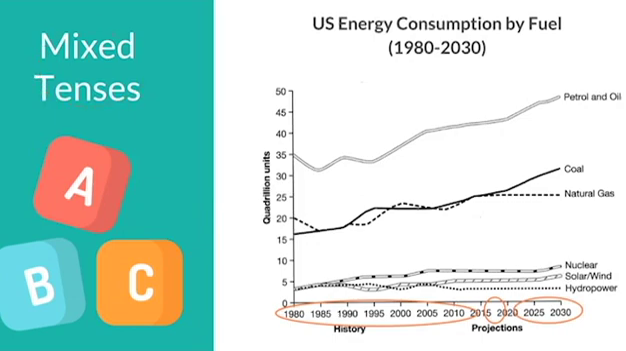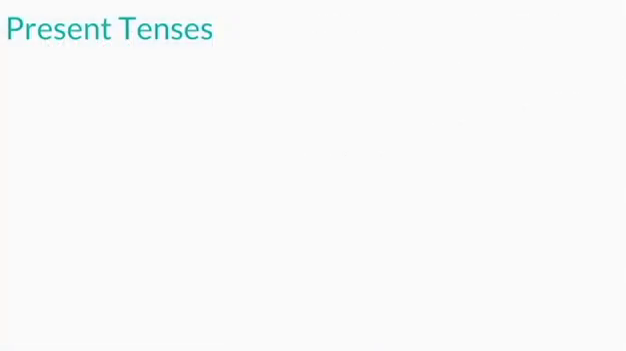So this is an example of a question where we have mixed tenses. And which tense to use really depends on which data type you're talking about. Now, I'm going to refresh your memory on the different tenses. As you may already know by now, we have three main tenses: the present tense, the past tense, and the future tense. We'll start off with the present tenses.